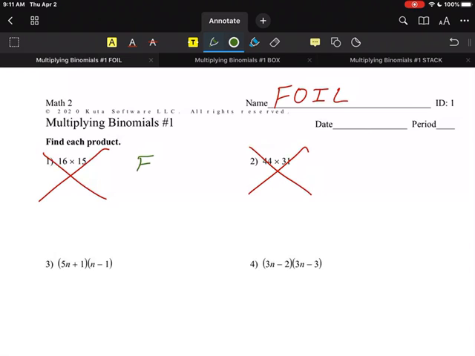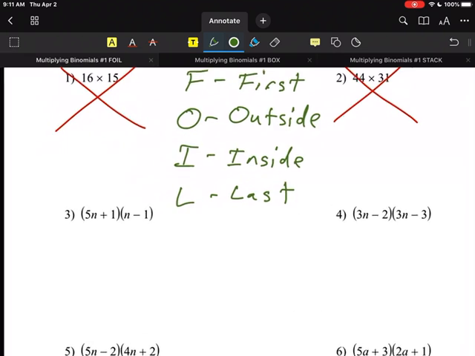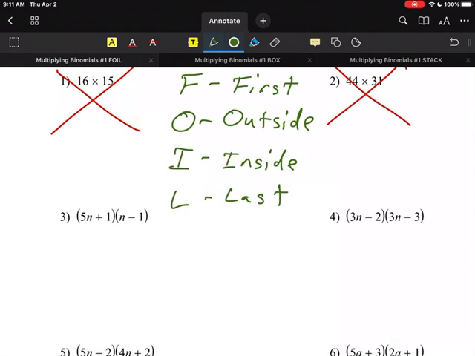So F is for first. So you multiply the first terms. O is for the outside. So you multiply the outside terms. I is for the inside. Multiply the inside terms. And L is for the last. You multiply the last terms. Okay? So I'm going to show you with number 3 and number 4. So these are the same problems as the box and the stack method.